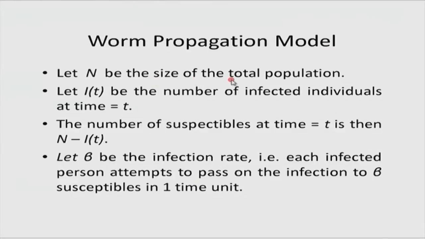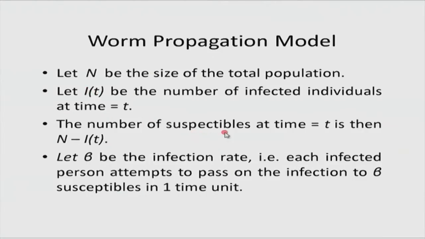Population of what? Not human population, population of machines. What sort of machines? Machines that are running, for example, the IIS server. So let's suppose there are so many machines, several hundred thousand of them across the world. Let I(t) be the number of infected machines that have been infected up to time t. So I is a function of t.